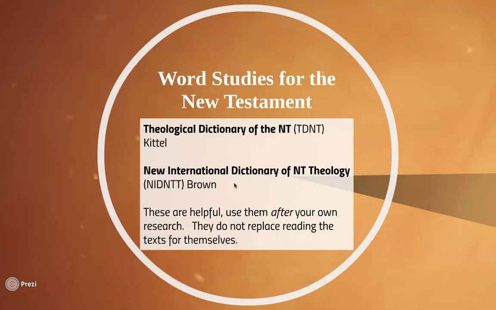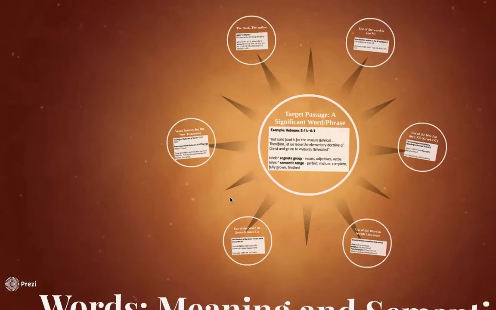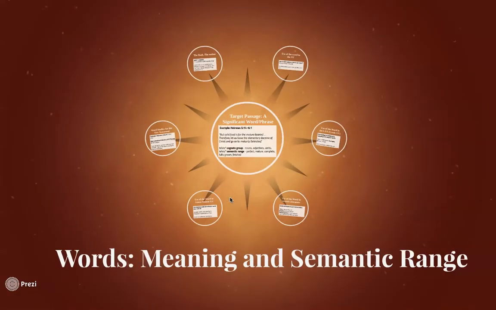Now, these are helpful, and I would encourage you to use them, but of course, what we want to encourage in this class is you engaging the New Testament and the Old Testament on your own, doing word studies on your own. And so these are good things to go to after you've done your initial footwork of trying to determine what the word means in its particular context. So this was an example of how to go from a target passage, looking at a significant word, and then where do you go? How is the meaning of a term derived from the usage around the passage that you are in?